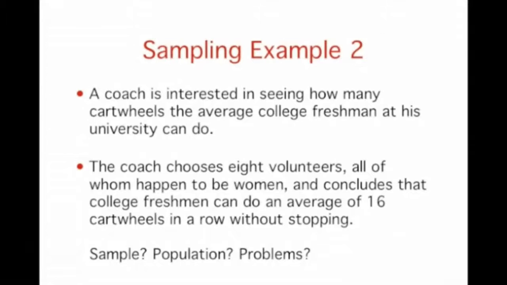The sample includes the female students who volunteered to do cartwheels. The population includes all freshmen at the university where the study was conducted. The problem with choosing the sample is that, again, random sampling was not used, and so generalizations back to the population can be grossly inaccurate. Rather than randomly sample from all college freshmen and ask them to turn cartwheels, the coach chose only women and chose only those who volunteered.